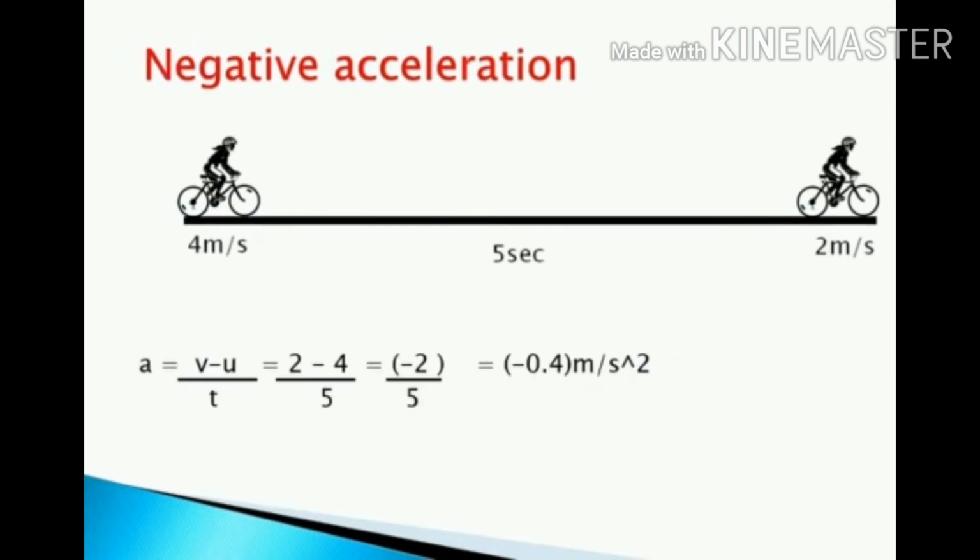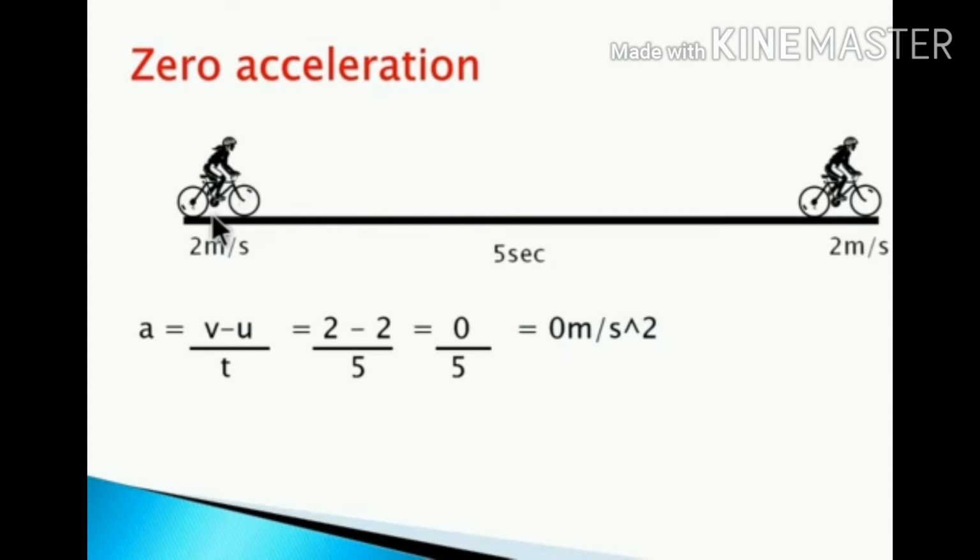Now, in the same way, if you take negative acceleration, the same person started with 4 meter per second velocity, and it has reached 2 meter per second after 5 seconds. Means there was a decrease in the velocity. So at last, you can see the answer came in minus, which gives us the indication that it was a negative acceleration, a change in velocity.